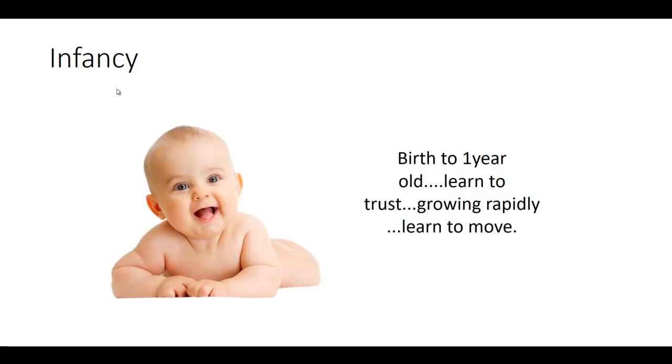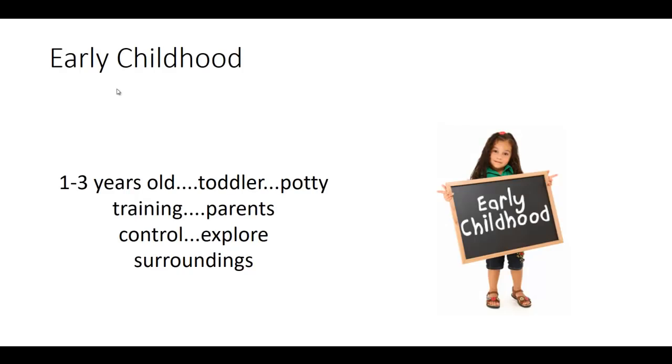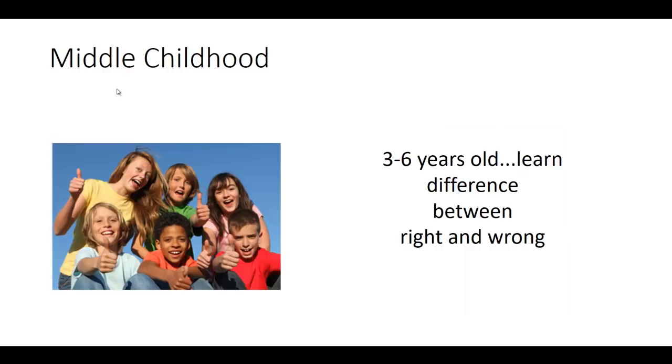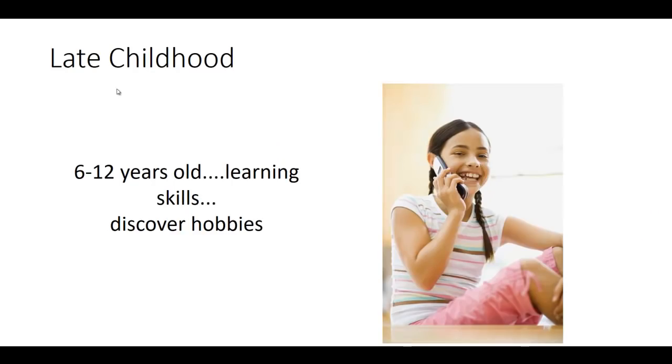First is infancy. This is birth to a year, learning to trust, growing rapidly, becoming more mobile. Second, early childhood, 1 to 3 years, toddler, potty training, learning to explore surroundings. Next, middle childhood, 3 to 6 years old. This is where you start getting a sense of right and wrong and what that means. Again, we'll talk about this more in class.